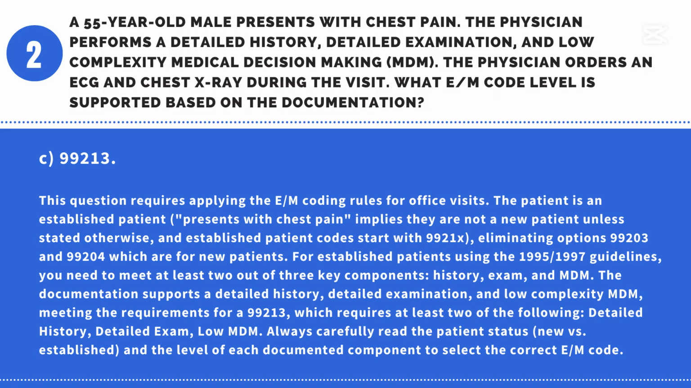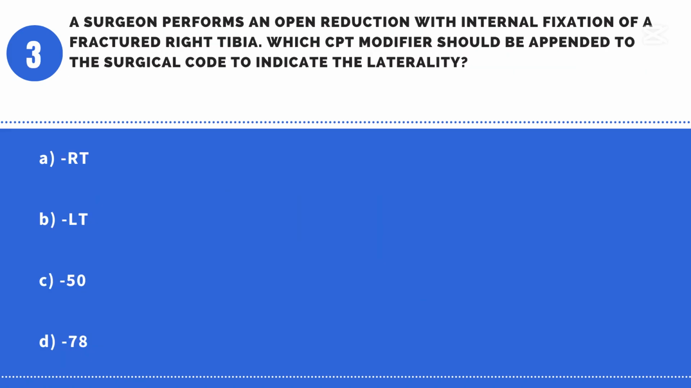E/M code. Question 3. A surgeon performs an open reduction with internal fixation of a fractured right tibia. Which CPT modifier should be appended to the surgical code to indicate the laterality? A. RT. B. LT. C. -50. D. -78.